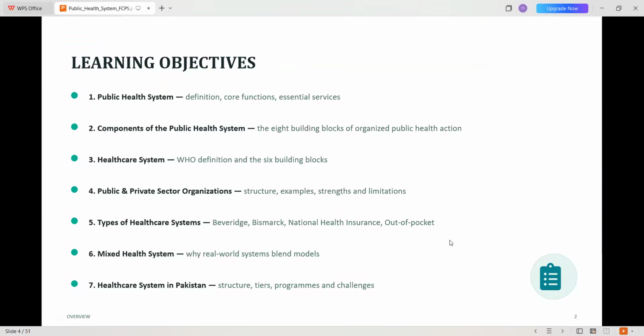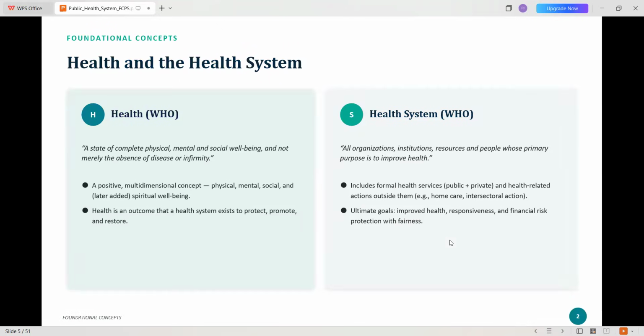Learning objectives are public health system, components of public health system, healthcare system, public and private sector organization, types of healthcare system, mixed health system, and healthcare system in Pakistan.